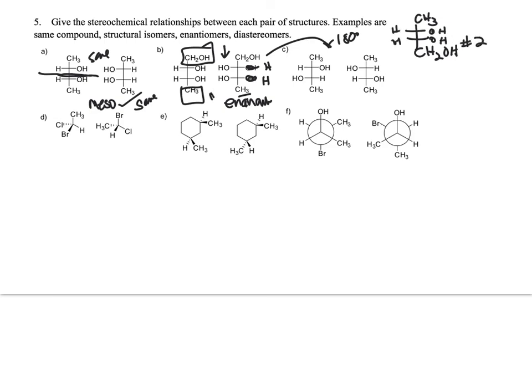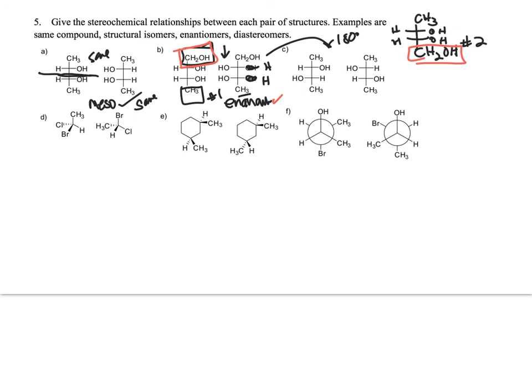And then if you compare compound number 1 with compound number 2 and you try to superimpose it, you see that they're not superimposable simply because this is on bottom now, CH2OH, and over here it is on top. This makes them enantiomers.